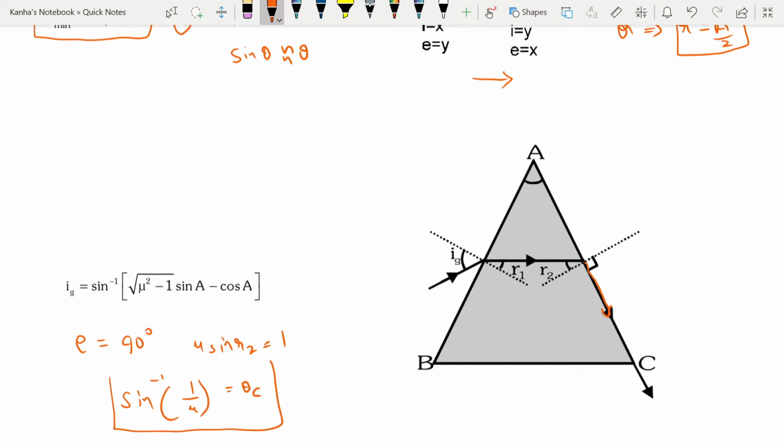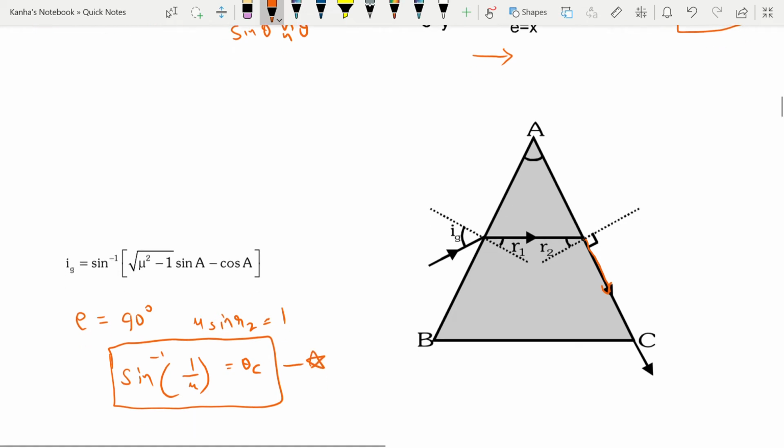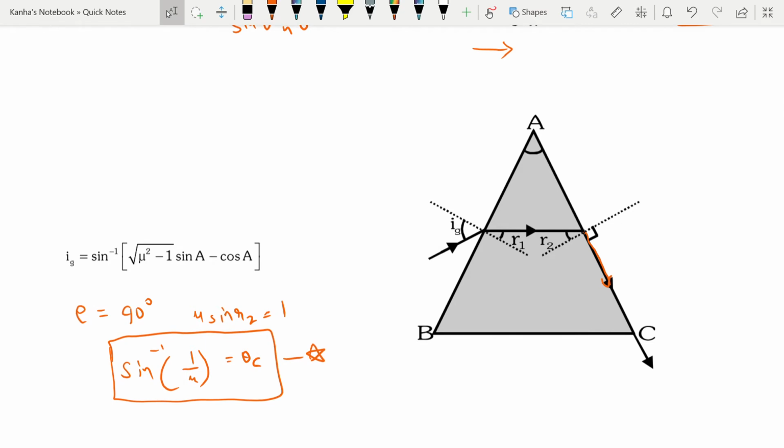Now this is similar, this is the equation for the total internal refraction as well. So this should be kept in mind. Now again, if I just use the previous equations, which were R1 plus R2 is equal to A, that implies R1 can be written as A minus theta c. If I apply Snell's law at the face AB, then I get 1 into sine theta ig is equal to mu into sine R1.